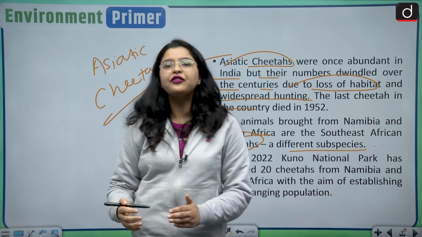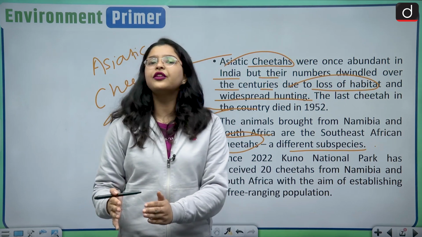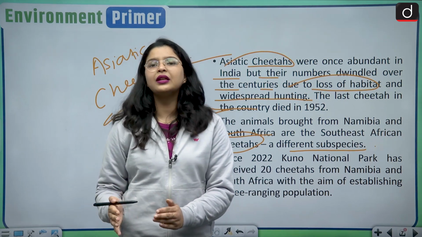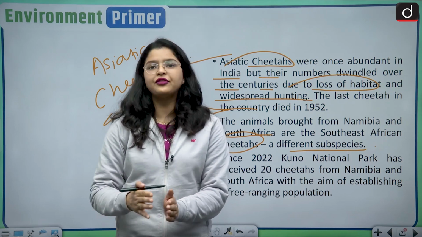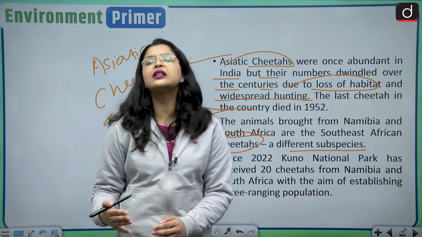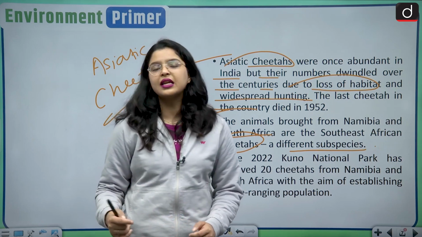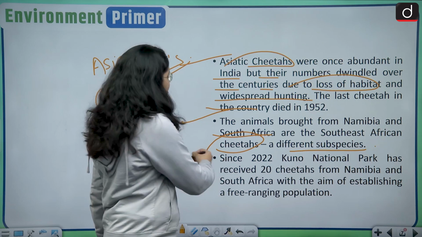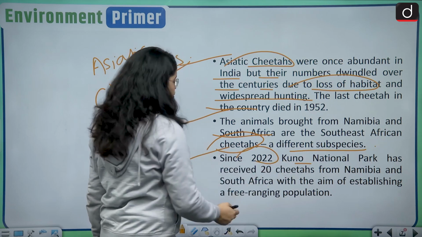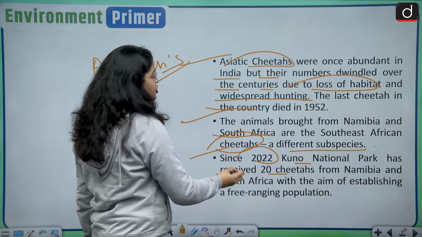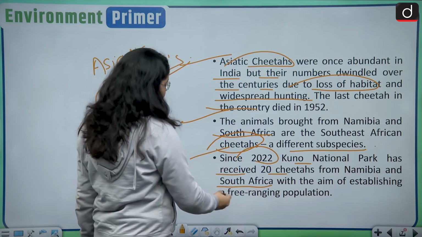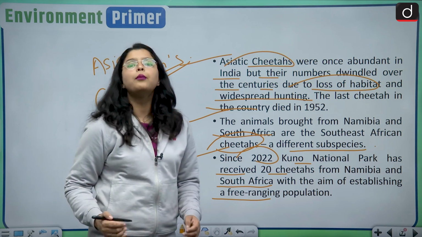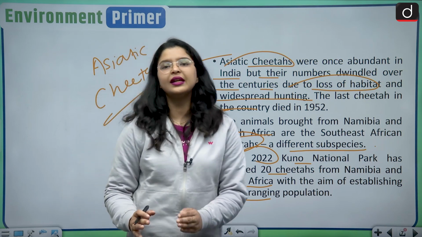And the African cheetahs are a different species. The sad part of Project Cheetah is that most of the African cheetahs have died, and that is why this project is being criticized by the scientists. Since 2022, Kuno National Park has received 20 cheetahs from Namibia and South Africa with the aim of establishing a free-ranging population of cheetahs in India.